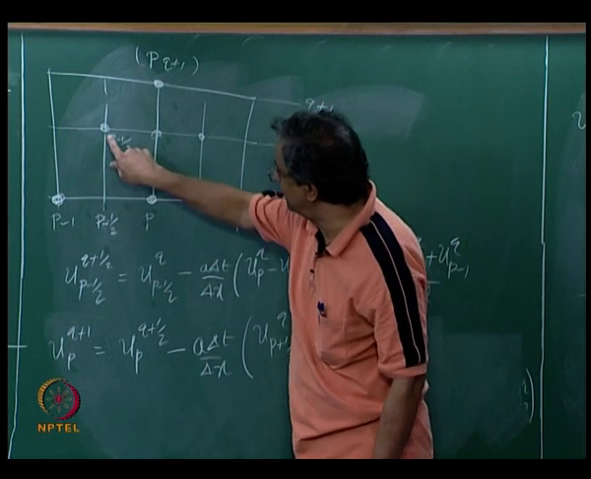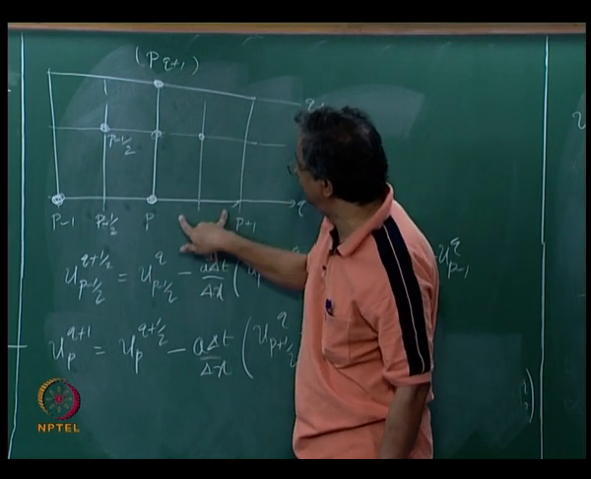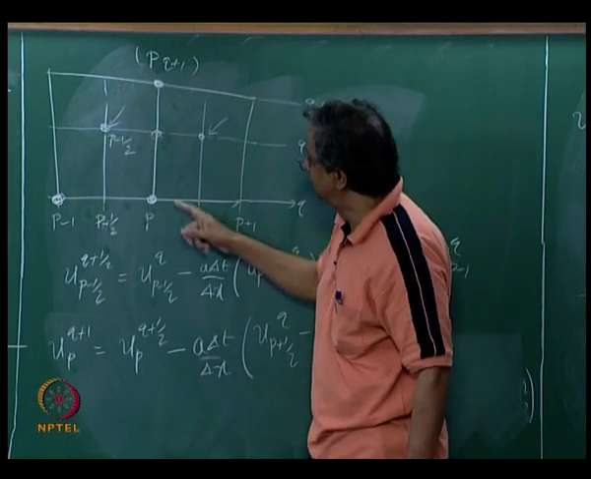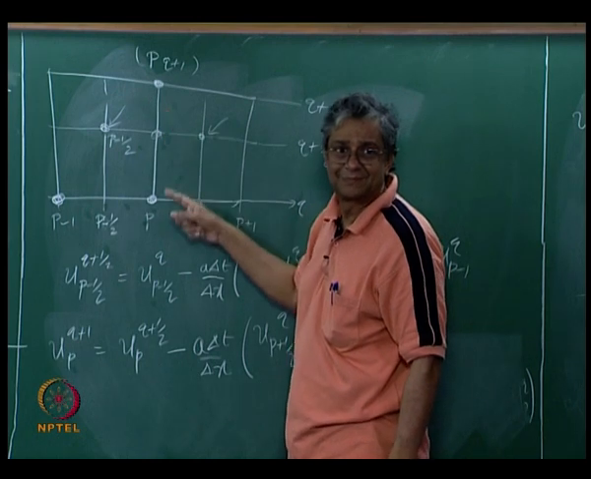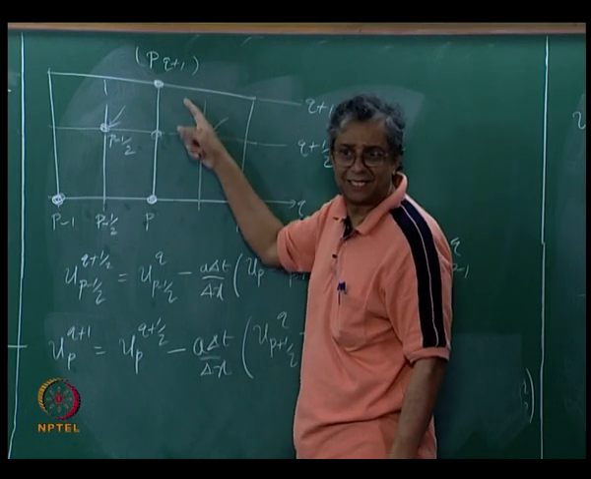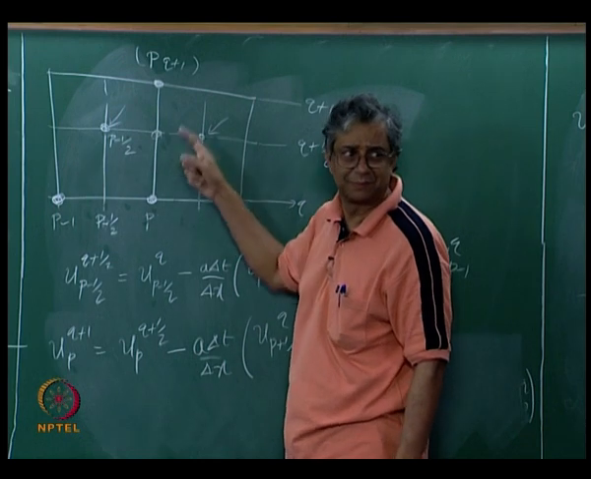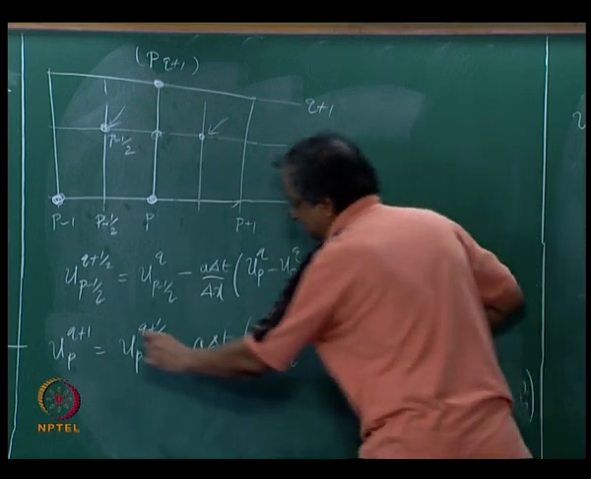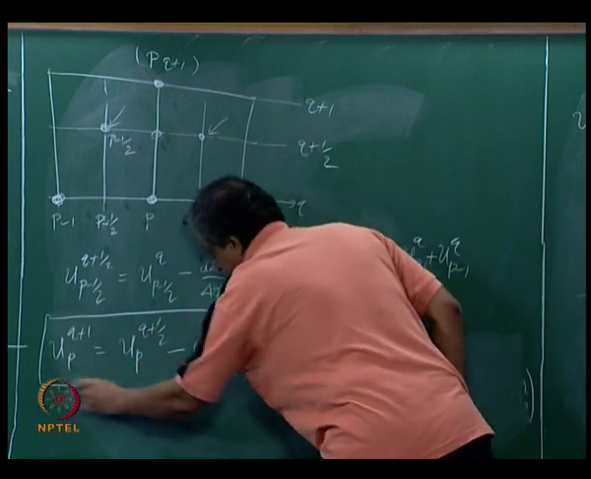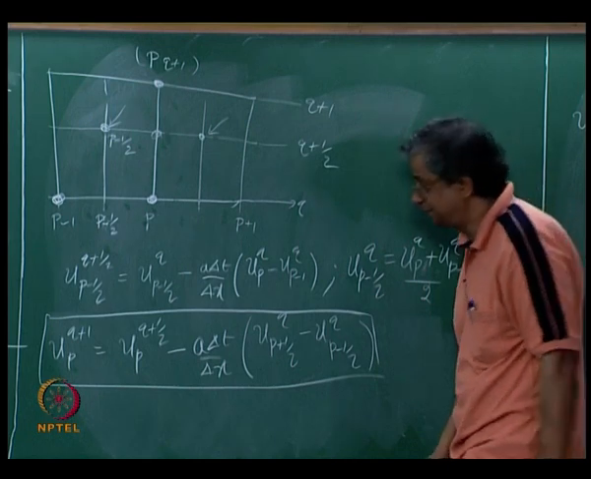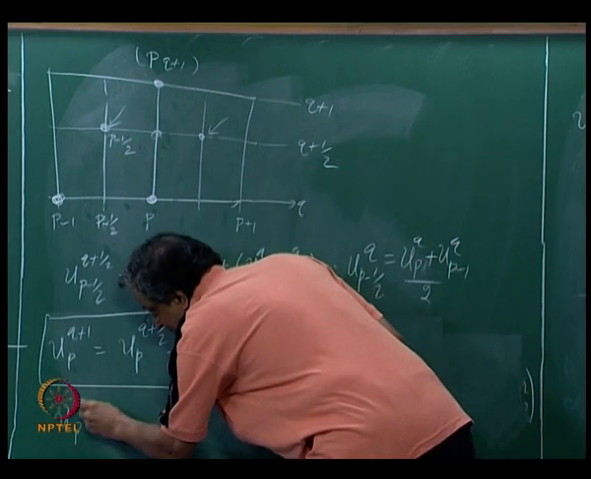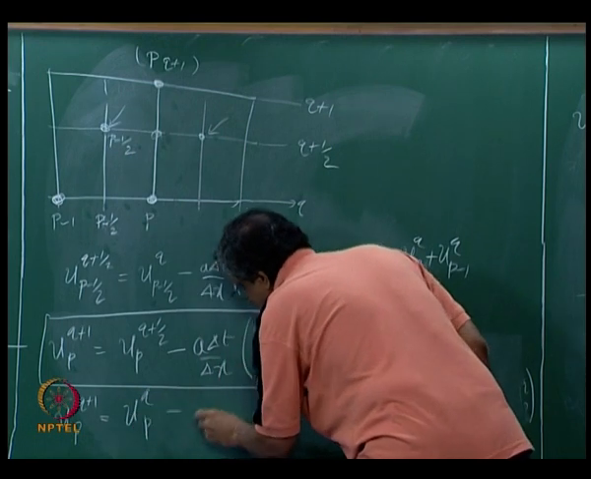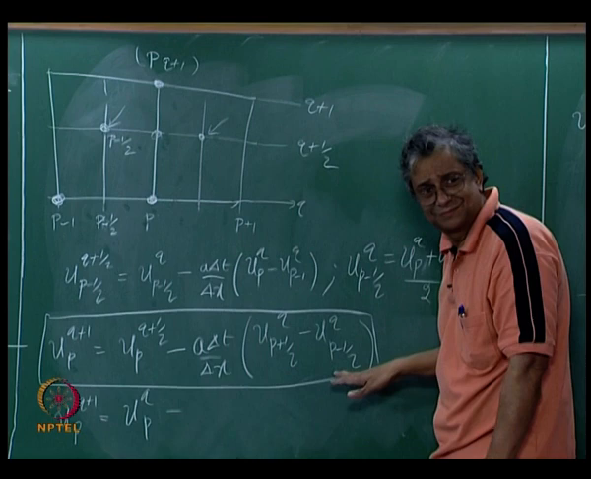I do FTCS to get that point. Here I can do central time, I can get a higher order accuracy in time. I can do CTCS, that means for the second step, instead of using this in the two-step Lax-Wendroff method, you would write U_p^(q+1) is U_p^q minus the rest of the stuff.